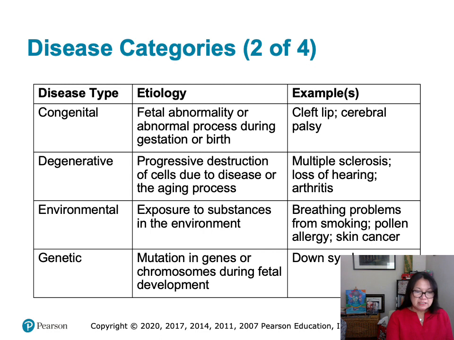A degenerative disease is caused by the progressive destruction of cells due to disease or the aging process. Some examples include multiple sclerosis, hearing loss, and arthritis. An environmental disease is caused by exposure to substances in the environment. Examples include breathing problems from smoking, allergies to pollen, and skin cancer from sun exposure. A genetic disease is caused by mutation in a person's genes or chromosomes during fetal development. Down syndrome is a well-known example of a genetic disease.